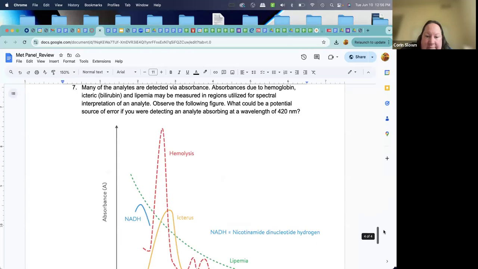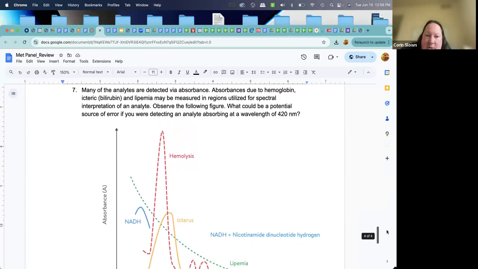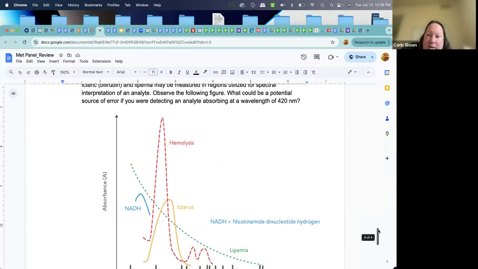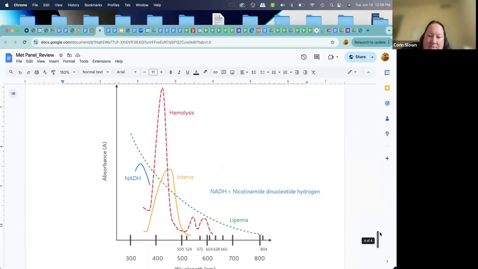And then this one I think is just interesting. We often detect analytes via absorbance, whether that's the absorbance due to hemoglobin or bilirubin, measured in different reference ranges. So if we take a look at this figure and think about potential sources of error, what's a problem if you're measuring something, say, for example, at 420? Well, we see some overlap here. We'd have to make sure that the absorbance was due to hemolysis versus icterus versus lipemia. So those are some spaces for you to explore.